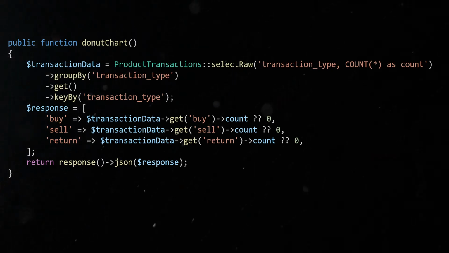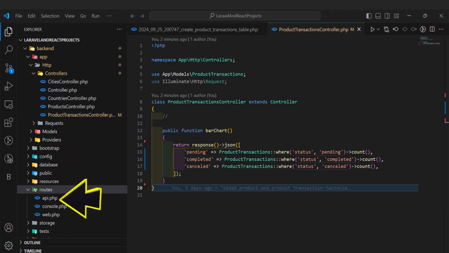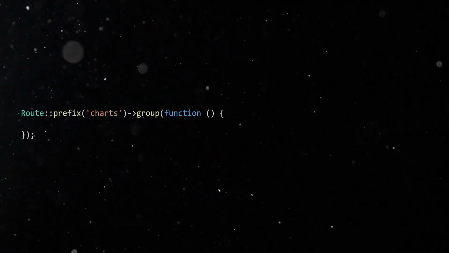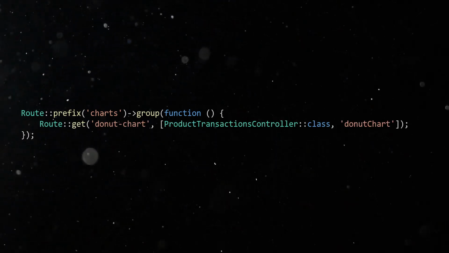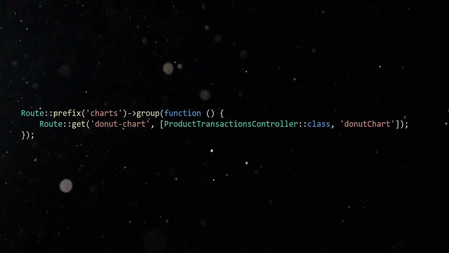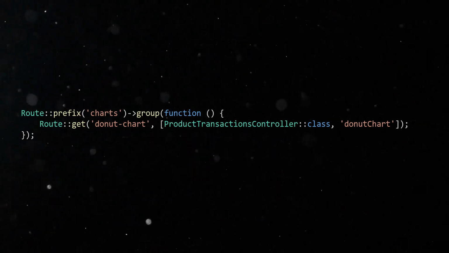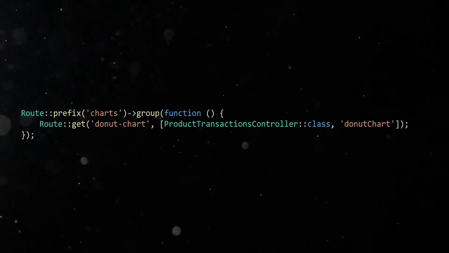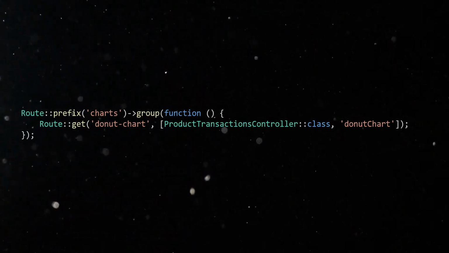Now when our controller method is finished, we also have to create a new route for this by going inside our routes folder, api.php. Then inside here, let's create a new group route with the prefix of charts, and create a new route inside here with the type of get, and write our controller and our method name. So this is it for our back end. Now let's go and prepare our front end.